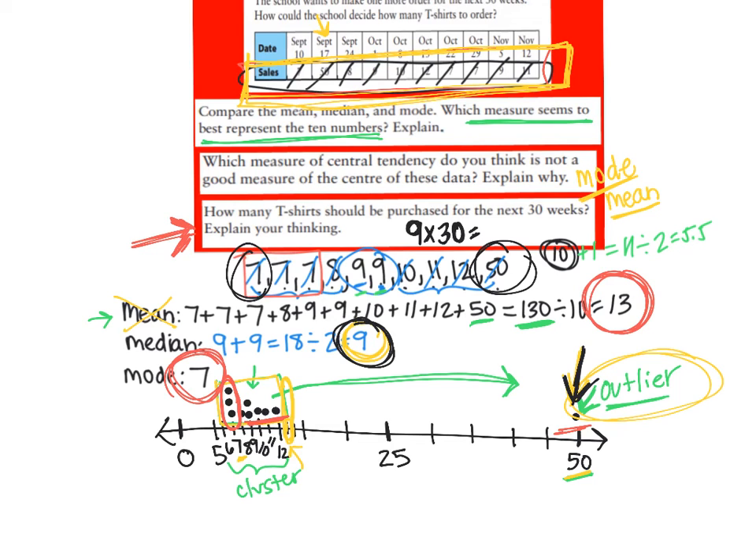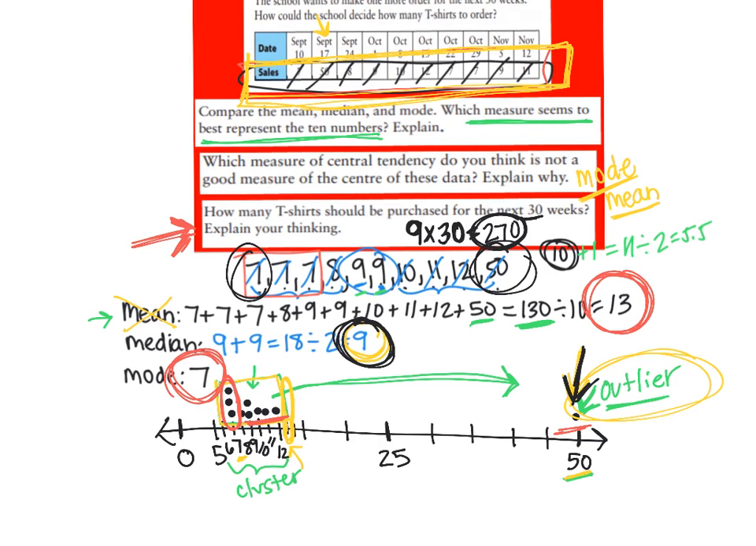However, you don't want to buy too many because if I buy a whole bunch of t-shirts and then nobody buys them, I'm never going to get the money back for the t-shirts that I bought. So then I'm losing money. So it's kind of like this delicate balance. You want to buy enough, but you don't want to buy too many because then you're stuck with them and then that costs you money. So if it's 30 weeks, I use the median of 9. It would be about 270 t-shirts I would place my order for.